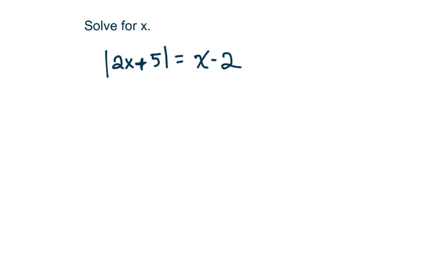So here's another problem. It says solve for x. We're just doing absolute value problems at this point. So if the absolute value of 2x plus 5 is equal to x minus 2, how do we solve this for x? Well, let's break it up.